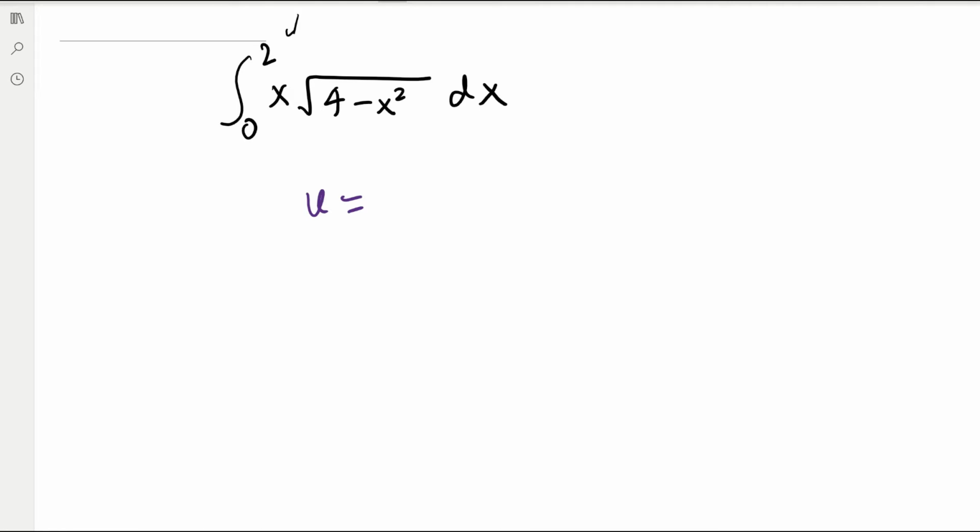We want to pick an inside function. Inside the square root, we can see we have 4 minus x square, so I'm going to pick that as my u. If I pick u to be 4 minus x square, then I need du dx because I want to convert this dx to du.